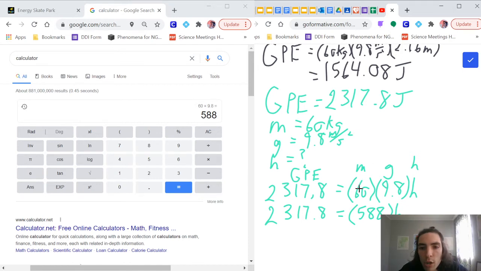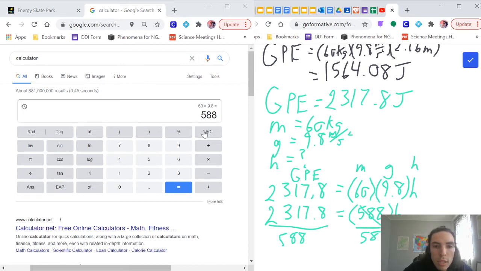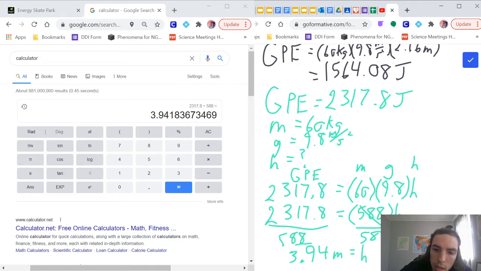So I just am combining our 60 and our 9.8, and that gave 588. And now we can divide both sides of this equation because right now our h and 588 are being multiplied together. So to get rid of that and fully isolate our h, I'm just going to divide both sides by that and get whatever this is going to give us. So let's see, 2317.8 divided by 588. And it looks like this height is 3.94. I'll leave it rounded to about that.